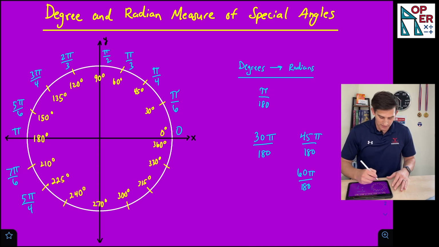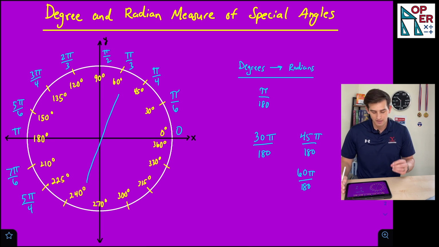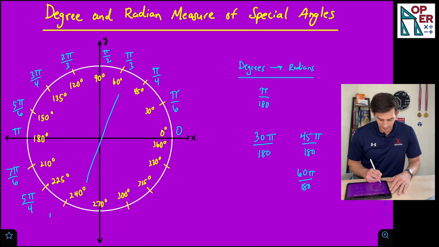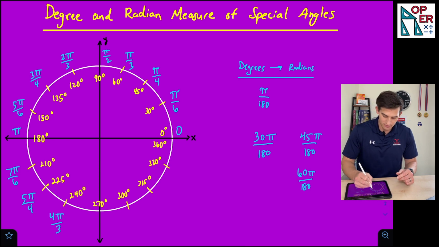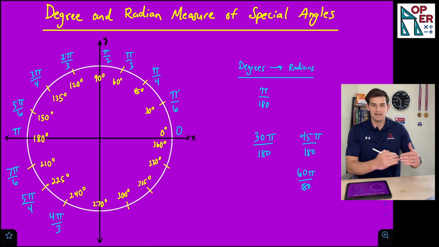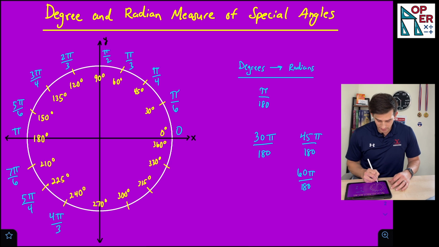Now for 240, I notice here that would be 4 times 60 degrees. So we do 4 pi over 3 for that one. And for 270, that would be like pi and a half, right? So this is going to be 3 pi over 2.